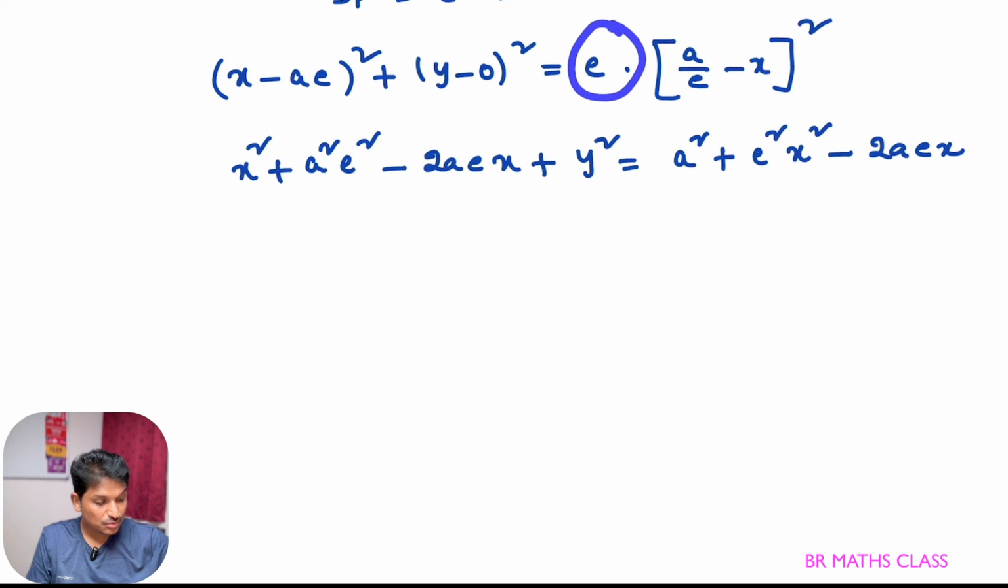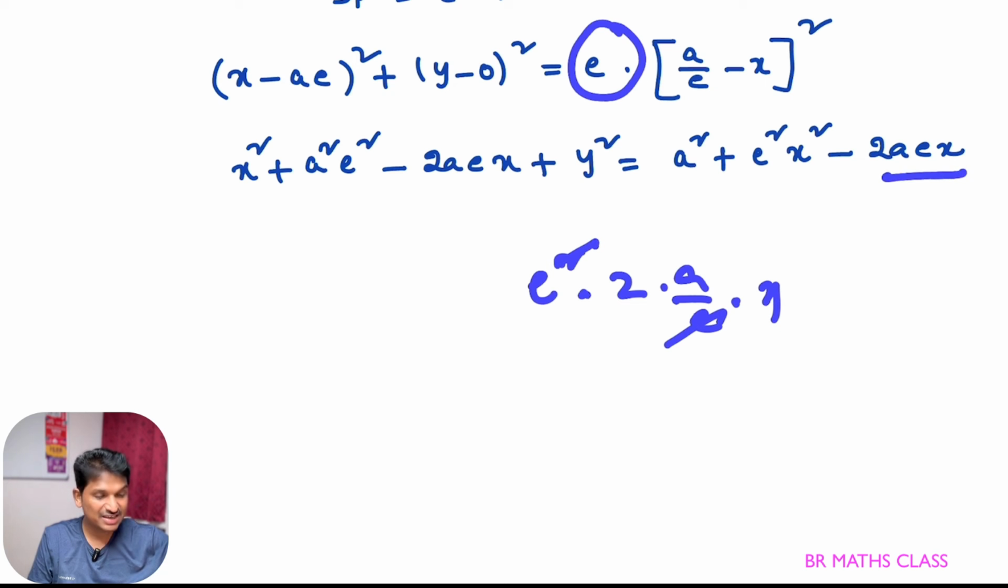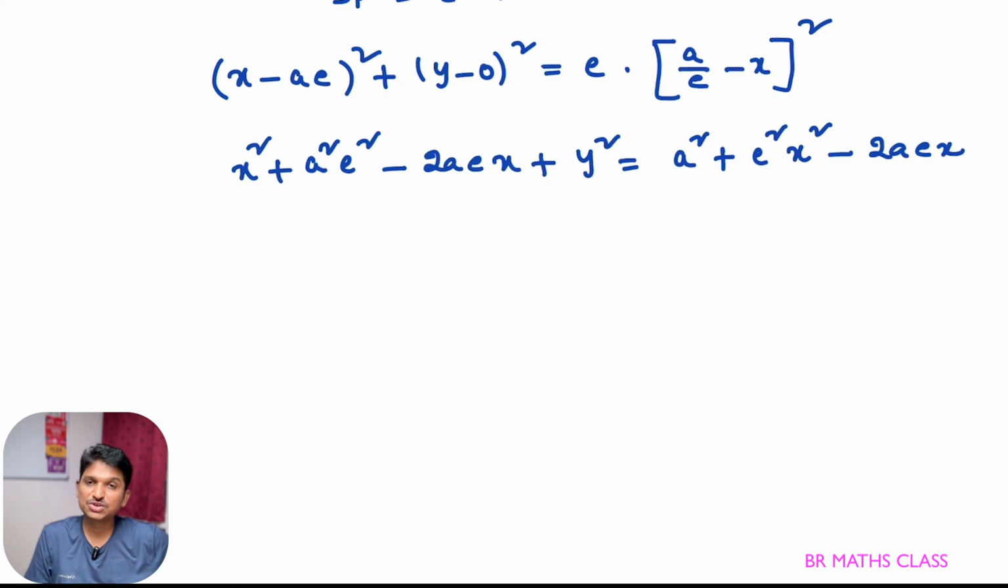2aex you will get. e square into, look here, e square into 2 into a by e into x, e will get cancelled, 2aex. It can be understood easily, normal simplification only, right? Now, any terms will get cancelled. You see here, minus 2aex will get cancelled.